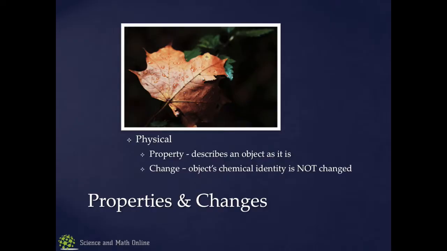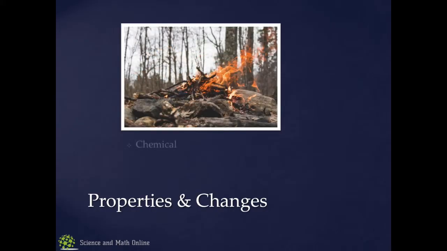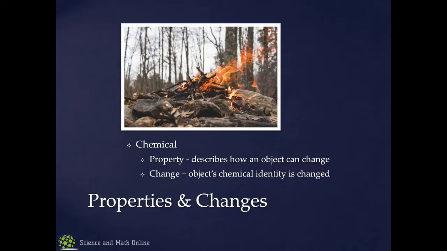This is in contrast to what we call chemical properties and changes, because chemical properties and changes change the identity of what I'm dealing with. If I take that leaf and I light it on fire, it is no longer a leaf. It is now ash and gases in the atmosphere. So one of its chemical properties is that it is flammable.